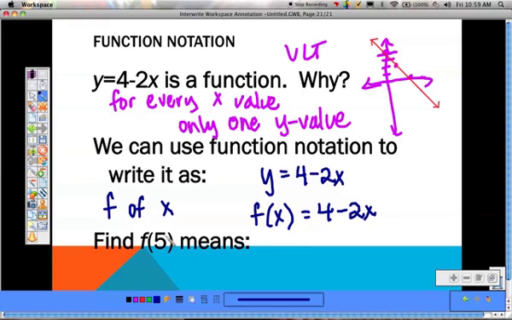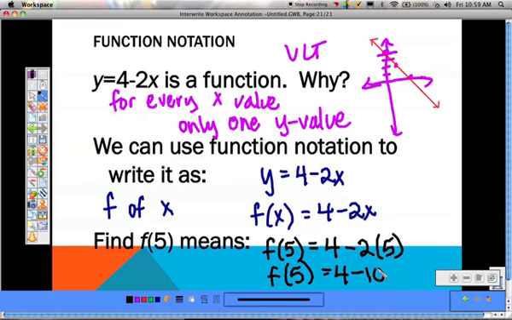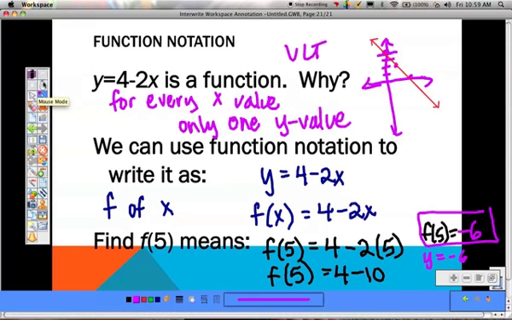So find f of 5. What does that mean? You'll see that on your assignment. So f of 5 just means plug in a 5 for the x, substitution. 4 minus 2 times 5. So we say f of 5 equals 4 minus 10, or f of 5 equals negative 6. It's the same as saying y equals negative 6, but we just have f of 5. Because we plugged in a 5, we got negative 6 for an answer.